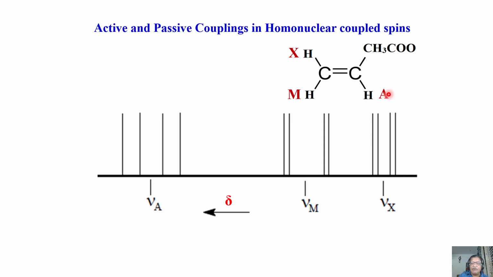So I get a coupling between this active spin and this passive spin. So at the site of A, which is the active spin, I get AX coupling and AM coupling. They are active couplings. Very interesting, right? So what about MX coupling? That is the coupling between passive spins.